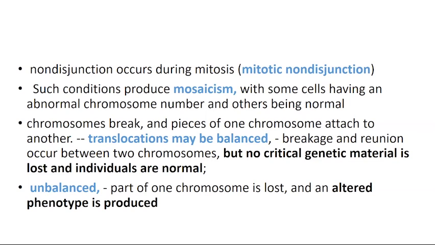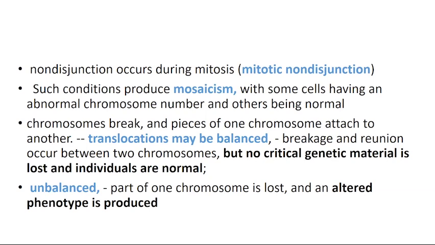All sorts of pictures can be seen, and you mix them up and you have a collage of different types of cells. When chromosomes break, and pieces of one chromosome attach to another, that is called translocation. It may not produce any congenital anomaly if no critical genetic material is lost or transferred. In that case, the individual would be normal. If a small piece of one chromosomal part is shifted onto the other, but it does not affect critical genetic material, the baby is going to be normal.